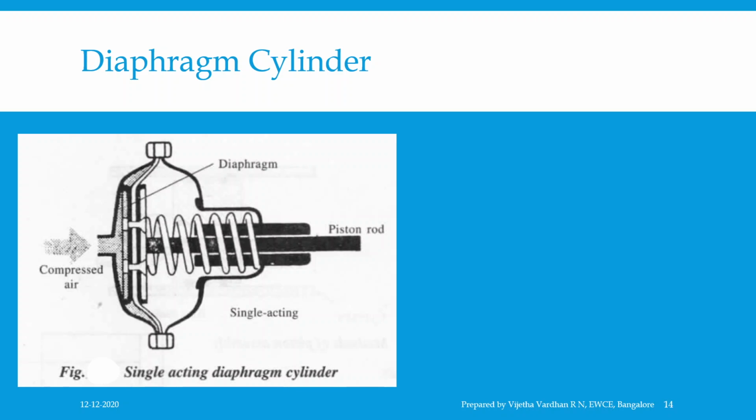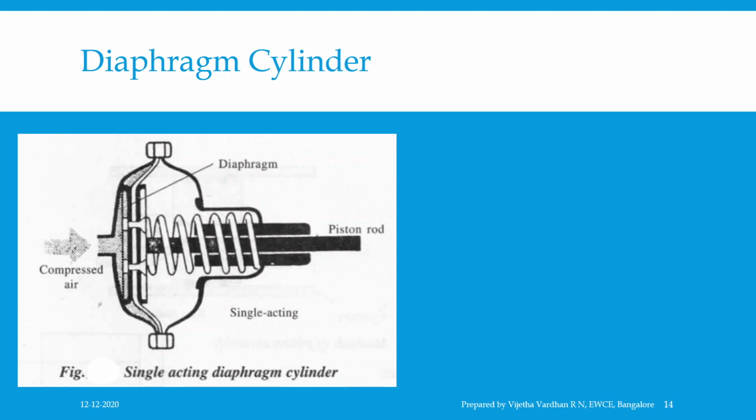Theoretical thrust is equal to the product of air pressure and effective area of the diaphragm. Stroke is normally limited to a maximum of about one-third the cylinder diameter. Normal positioning is either vertical or horizontal.